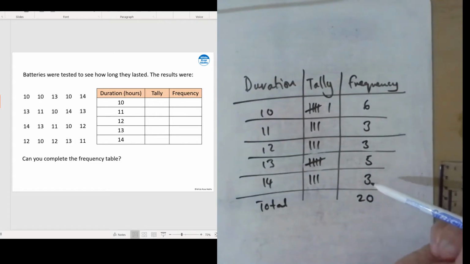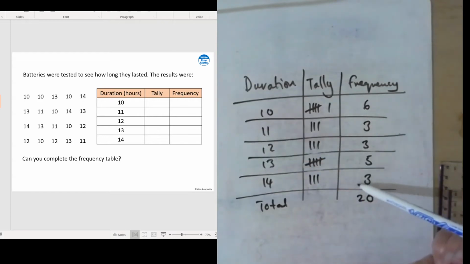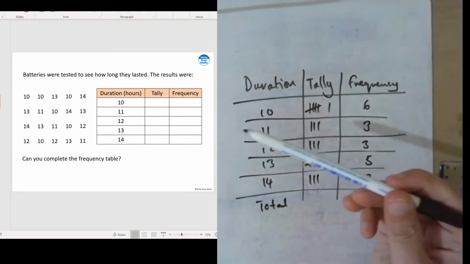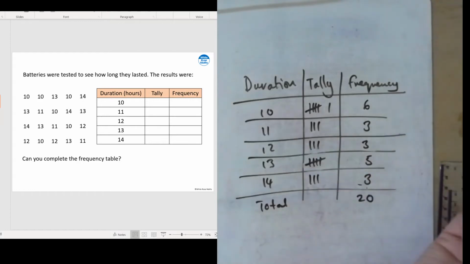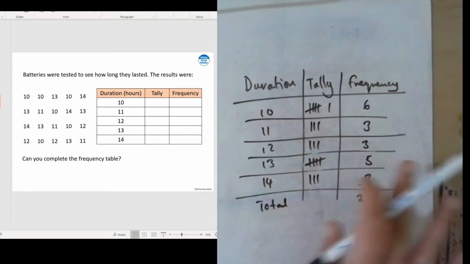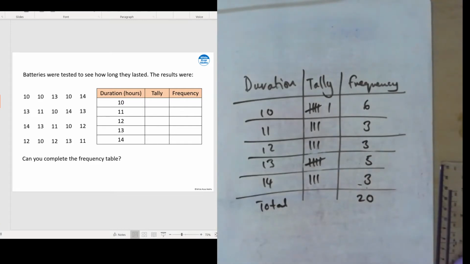That's a nice way to double check that you've actually done the tally correctly as well. Because if you're counting it from your answers and you add up this 20 and it matches up with that 20, then obviously you've got it right, okay? So that is just the basic that you would need for a frequency table.